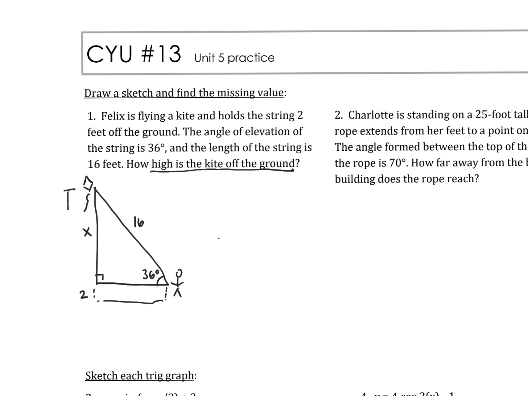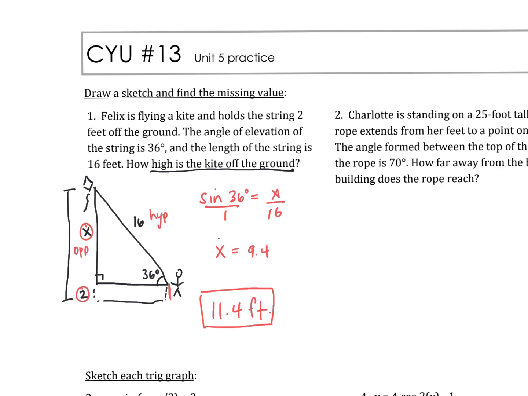And when we are all done, we are going to add the 2 to that value that we find for x. This is the opposite, and this is the hypotenuse. So we are doing opposite over hypotenuse. So that is sine of 36 equals x over 16. We can cross multiply, and here we are going to get 9.4 for the value of x, right? That's this value. And we also need to include the height, which is from his hand down to the ground. So the total overall height of the kite is 11.4 feet.